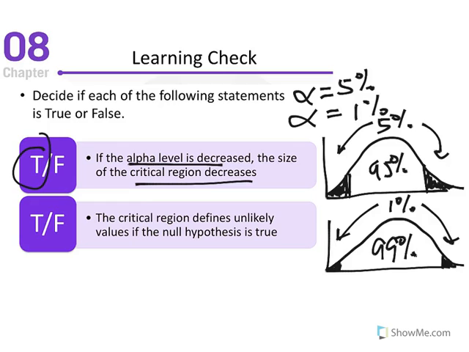The next one: the critical region defines unlikely values in the null hypothesis, if the null hypothesis is true. And this is correct. The critical region, which is determined by our alpha level, is identifying or defining the values that are very unlikely if the null is true. Again, in the center, we would fail to reject the null if our values fall in this white area. We get to reject if it falls in the tails, in the black shaded area.